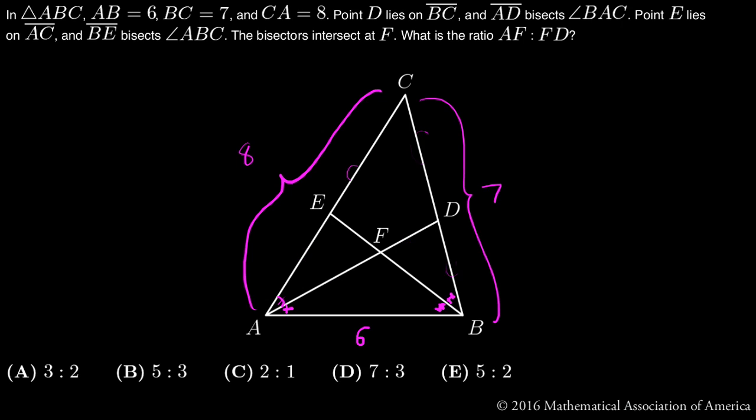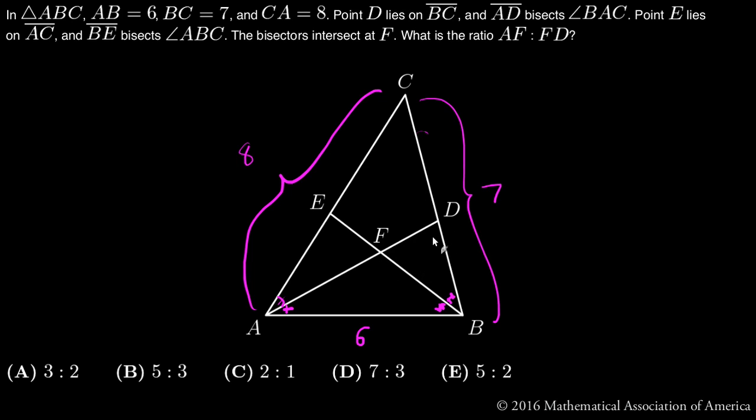I don't need to know all of these individual lengths. I have all of the proportions. All I really need to know is the ratio AF to FD. And so what I'm going to do is try to find DB here, and then I can use the angle bisector theorem to get that ratio.